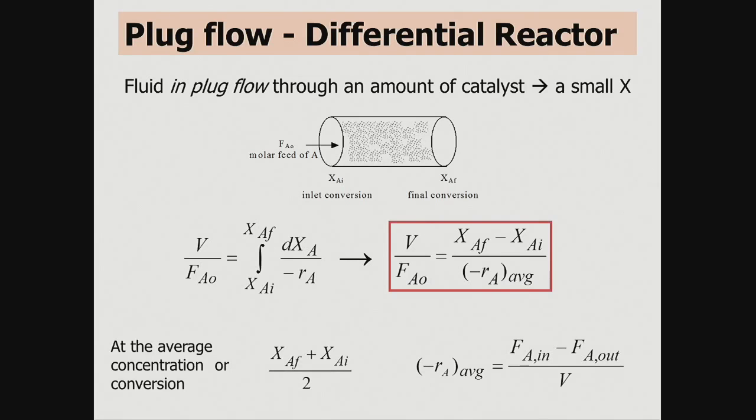We can have the flow in and the flow out. That's the molar flow in of the reactant and the molar flow out of the reactant divided by the volume. We've got an average rate. That's so simple, it's not true, but it works.